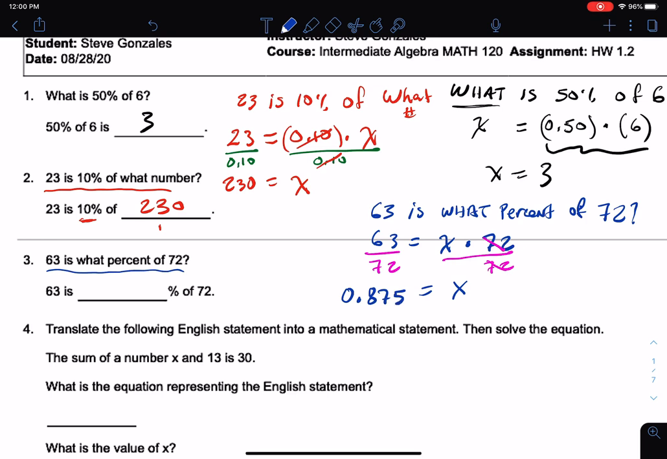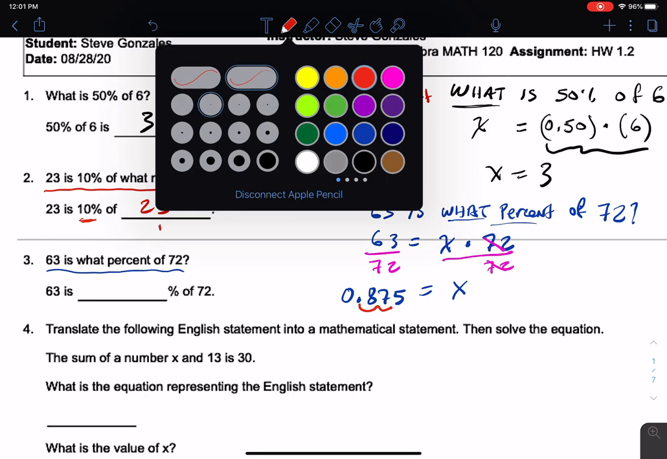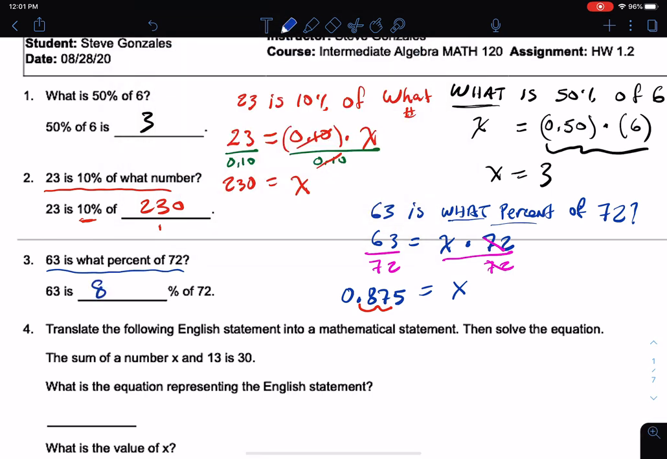Now, when you do a problem like this, "this is what percent," if you just write it as x, it's actually written as a decimal. And we know that if you want to translate a decimal to a percentage, you need to move the decimal to the right 2 places, which would make this answer as a percent 87.5. Now it is written as a percent. Percent means per 100. Okay, so that's a nice way of doing it.